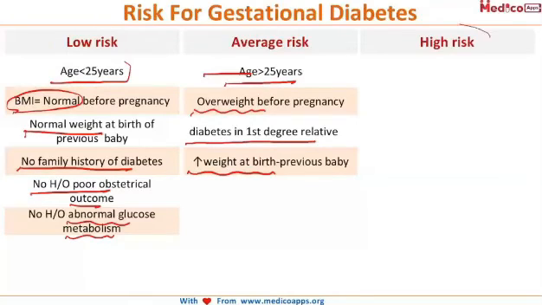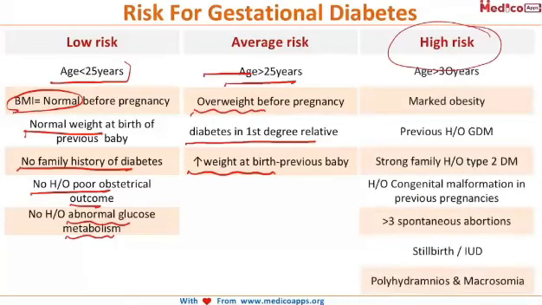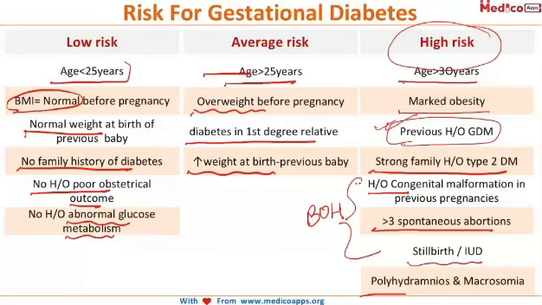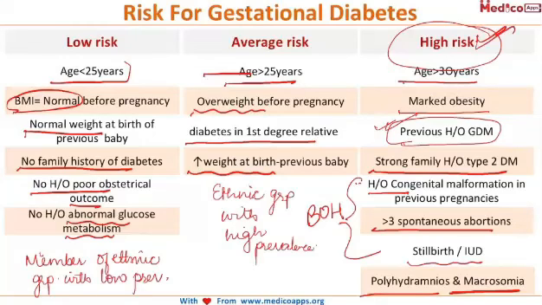And now coming to the most important, that is the high risk group, and in this we have females with age more than 30 years with marked obesity, with a previous history of GDM, that is GDM in the previous pregnancy, and with a strong family history of type 2 diabetes mellitus, and if she had congenital malformations in previous pregnancies or a history of 3 or more spontaneous abortions or a stillbirth or an IUD in previous pregnancies, that is a group with bad obstetrical history. Then if she had polyhydramnios or macrosomia in previous pregnancies, these factors if present bring her into the high risk group. Now there is one more thing that we missed out.